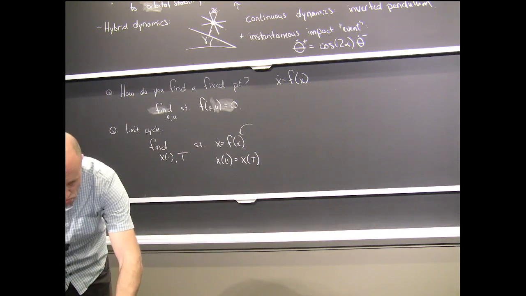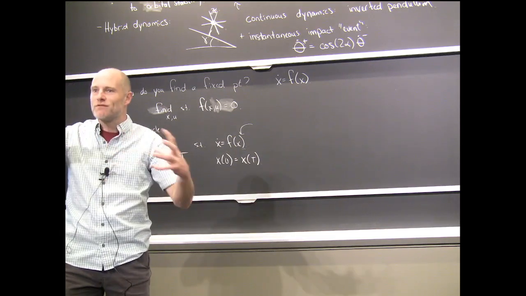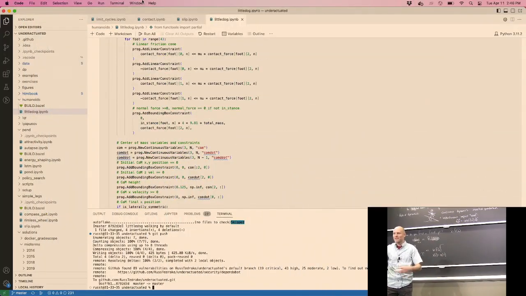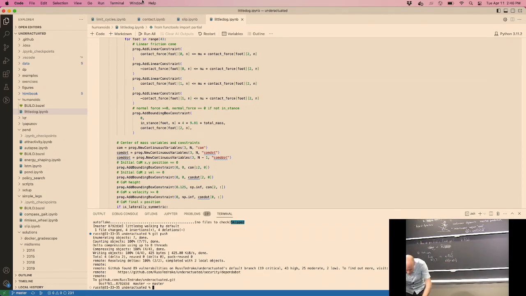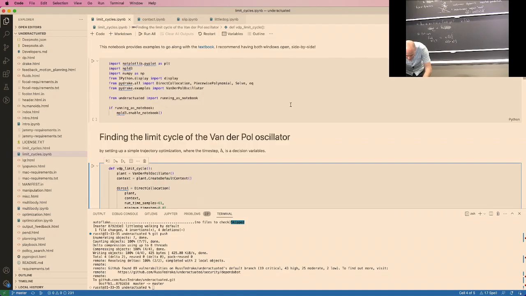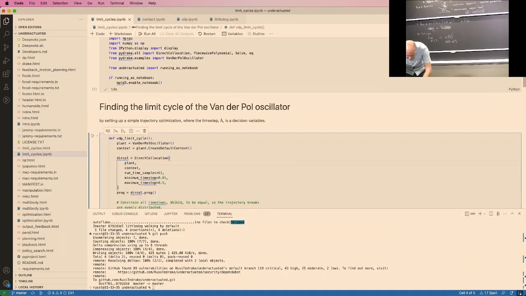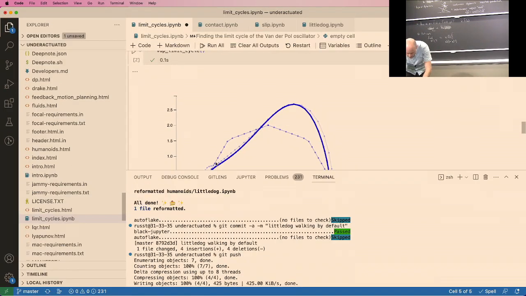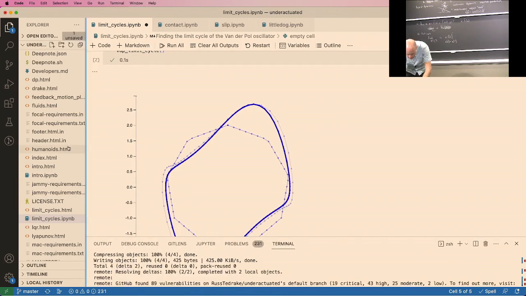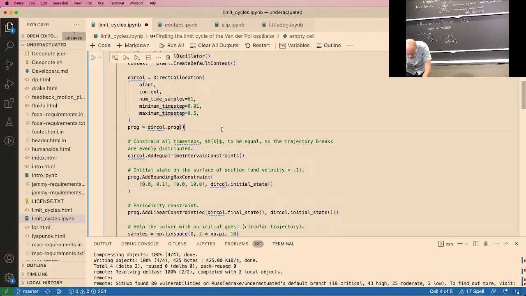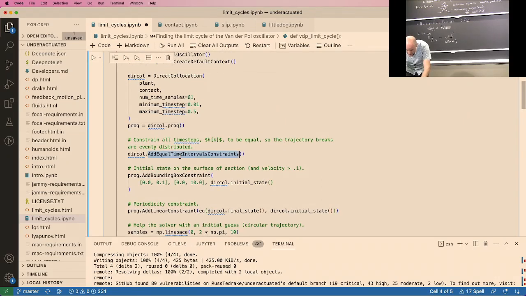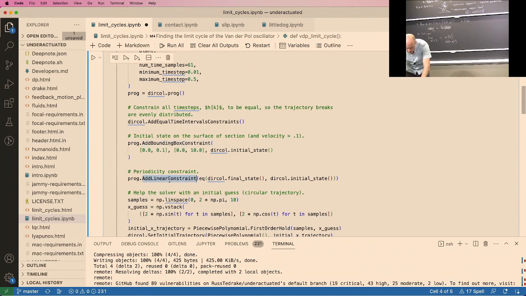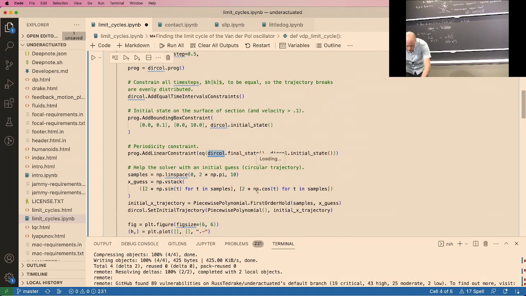I was trying to make a nice visualization of it converging on the limit cycle, and I threw it all away because it just converges in two cycles and there's nothing to see. So I tried to make the best, slightly interesting case. This is just the limit cycle of the Van der Pol oscillator achieved by writing a trivial optimization. Start a direct collocation, I make the time intervals roughly equally spaced. I chose the initial constraint to be on the vertical, but that's fine. And I just basically say the final state equals the initial state, solve.